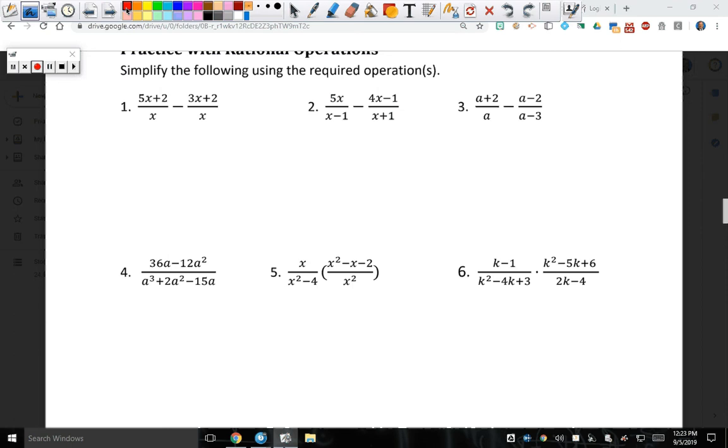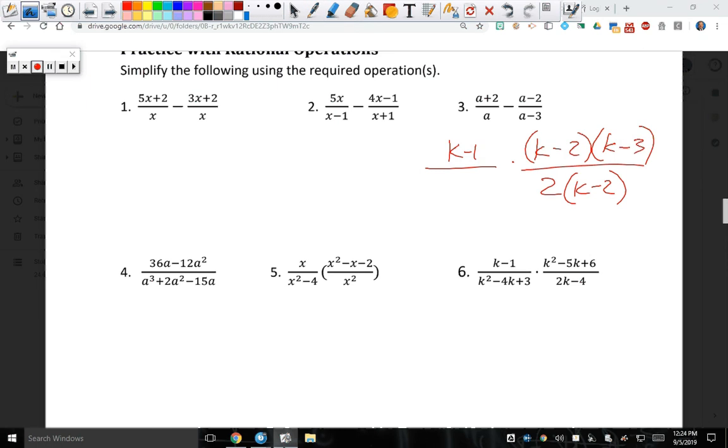So simplify the following using required operations. First of all, let me ask you, which one do you want to do? I'll let you pick. Number 6. 6 is a good one. I have k minus 1. I have k minus 6 plus 1. And then I GCF the bottom. Oops, something's wrong. It's not minus 6 plus 1. What is it, guys? Yep.